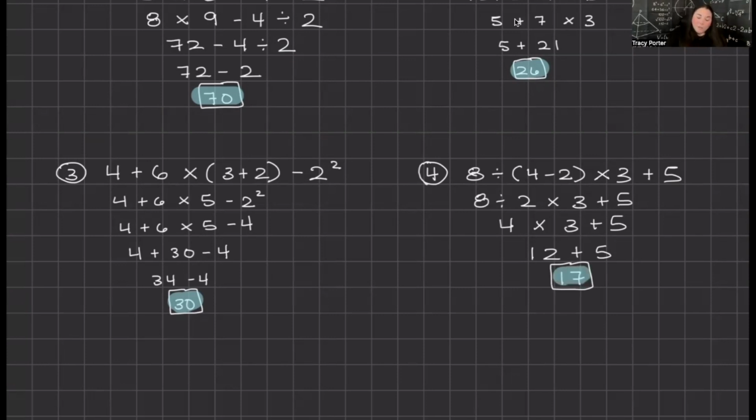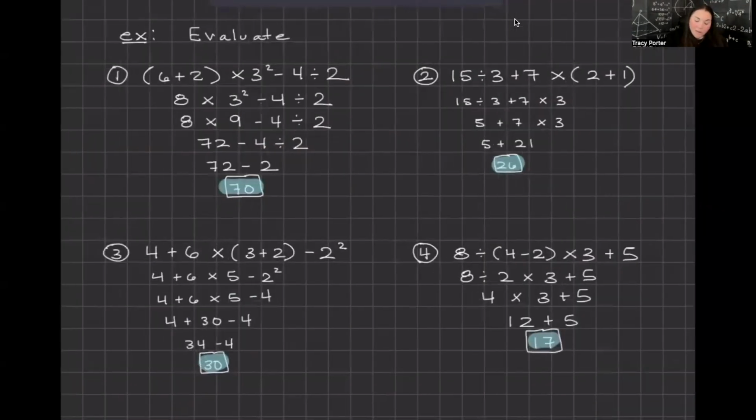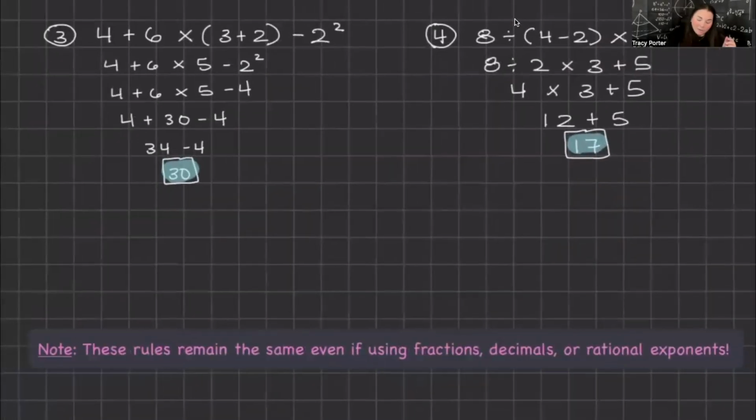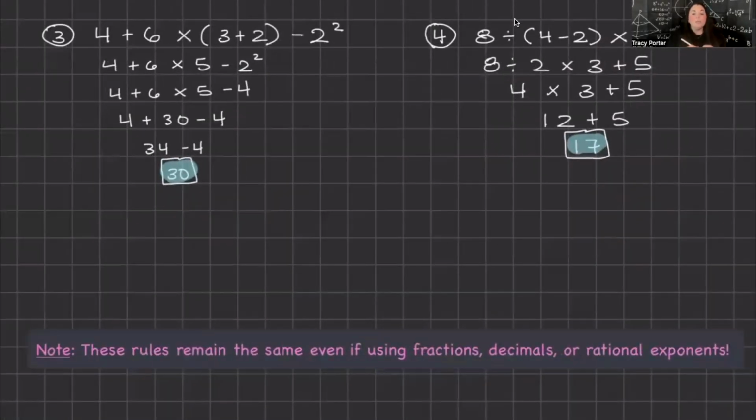Okay, so there's a few examples. Now you just want to practice, and of course, the expressions can get much more complicated. They can be longer. They can contain really large numbers, really small numbers. I put a statement down here just to let you know that once you know the rules, they're always going to be the same. It doesn't matter if you bring in fractions or decimals, or even if you have rational exponents, where the exponents are fractions.